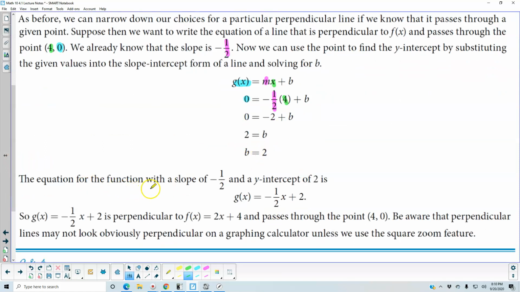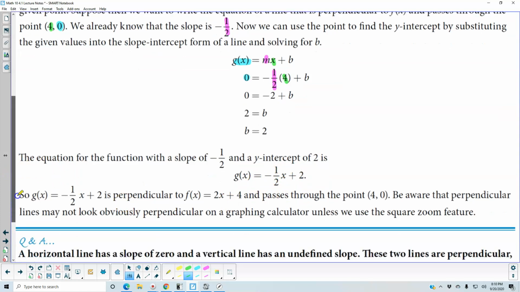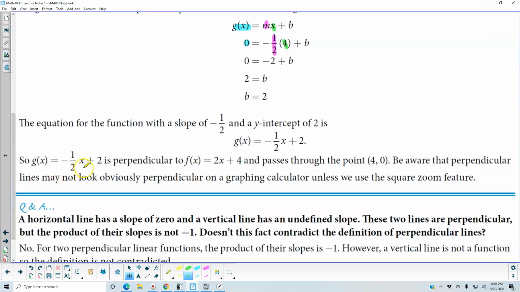So the equation for the function with a slope of negative 1/2 and a y-intercept of 2 is g of x is equal to negative 1/2 x plus 2. So g of x is equal to negative 1/2 x plus 2 is perpendicular to f of x is equal to 2x plus 4, and it passes through the point 4, 0. And be aware that perpendicular lines may not look obviously perpendicular on a graphing calculator unless we use the square zoom feature.